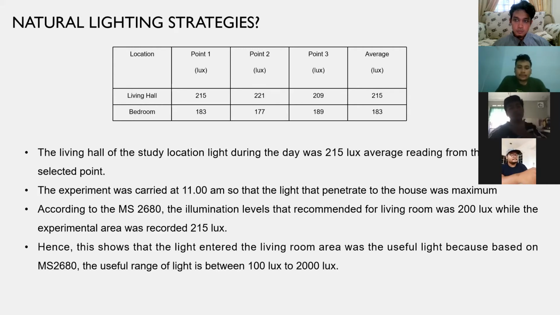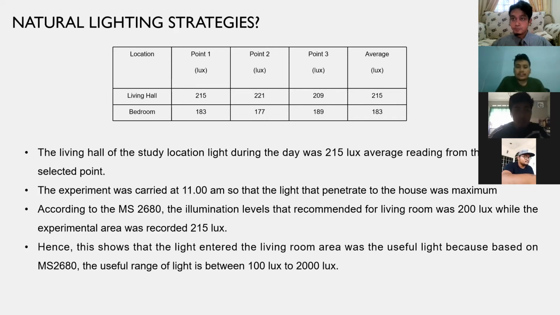So based on our data or our output of the experiment, we can see that the light produced at the living hall is higher than the bedroom. This is due to the number of openings and the positions of the living hall and the positions of the bedroom. So the light in the living hall of the study location during the day was 215 lux.